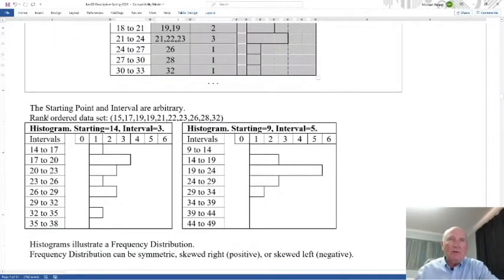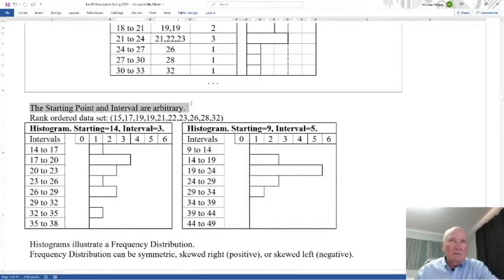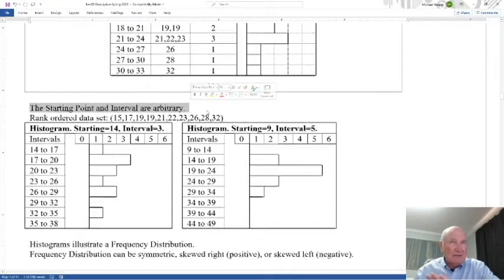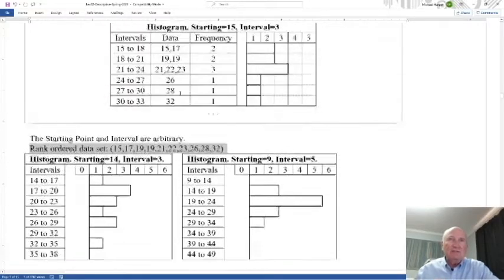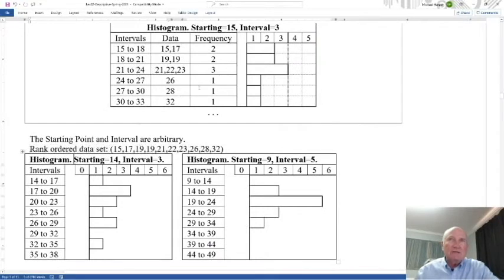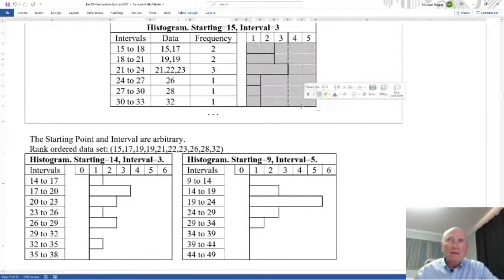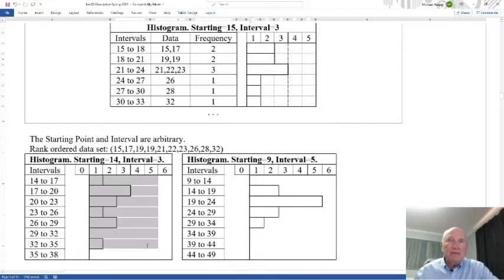Now, the starting point and the interval are arbitrary. Let's revisit that, because let's go back to the rank ordered set here. What if I change my starting point instead of 15? Let's make it 14 and 3. If I did 14 and 3 and redid it, now I have a histogram that looks like this. And look how that one little change from 15 to 14 changes the character of the histogram from here to here. Big difference. It's not the same.